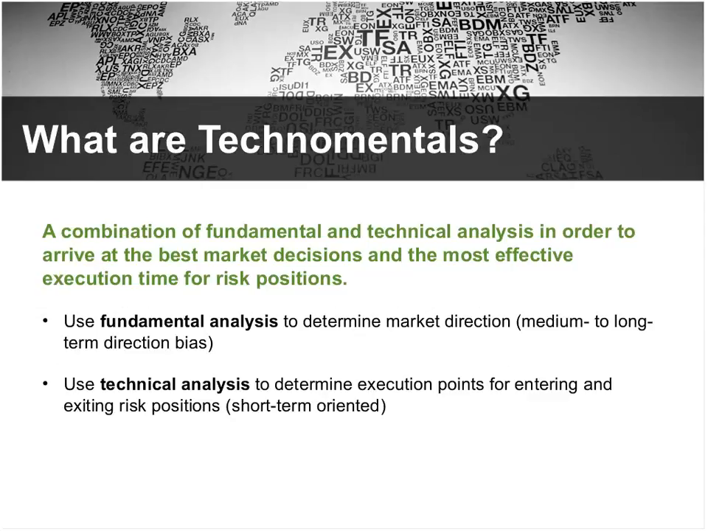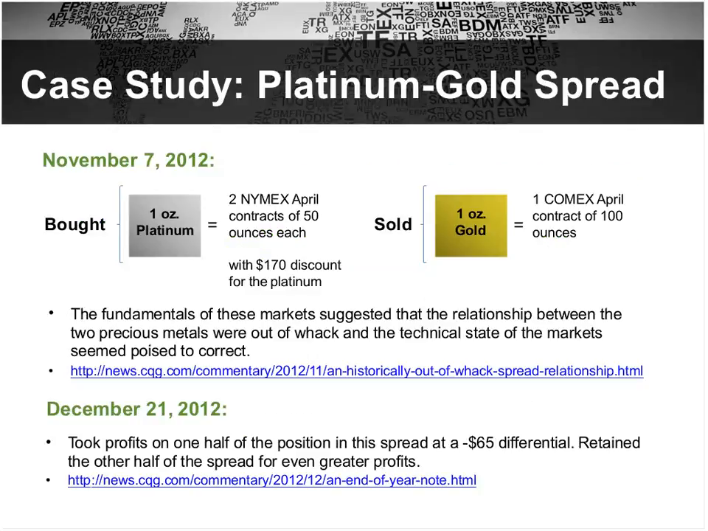So what I do is I use a system to look at markets, which I call Technomentals. It's just a combination of technical analysis and fundamental analysis. I use the fundamentals to determine market direction. I establish a medium to long-term market bias as to direction, and I use technical analysis to determine execution points for entering and exiting risk positions, and that's more of a short-term orientation, when to get in and when to get out. So let's look at this case study.